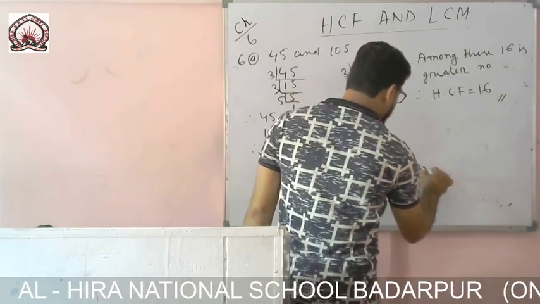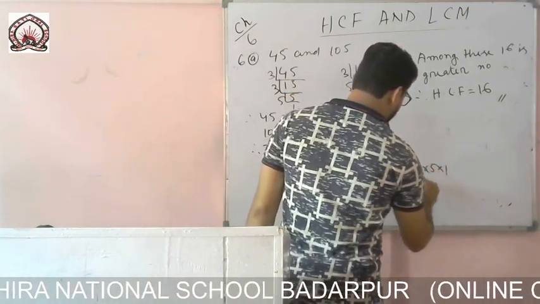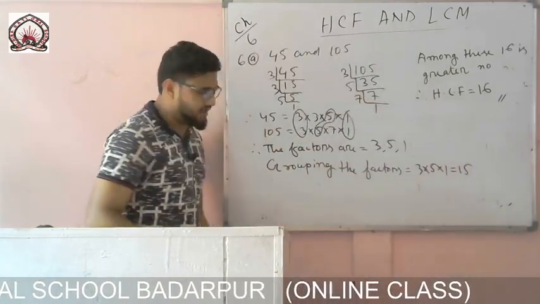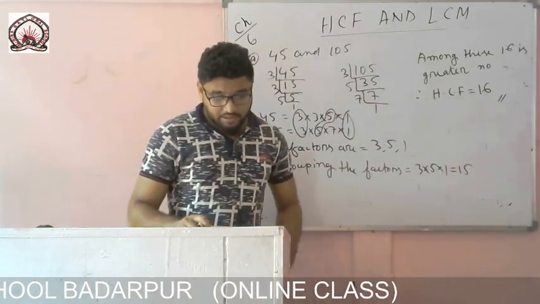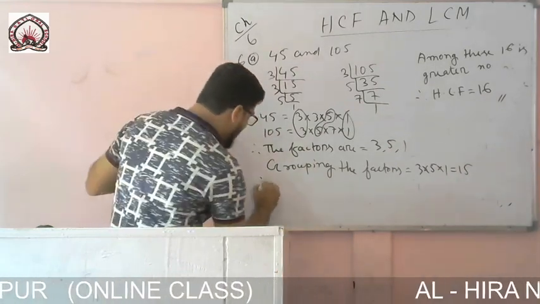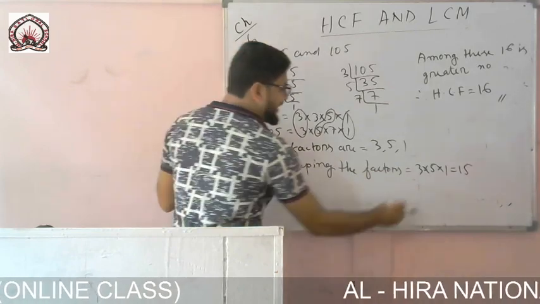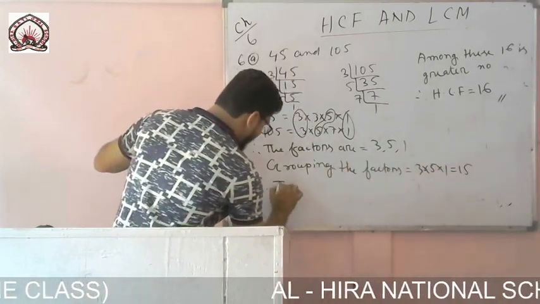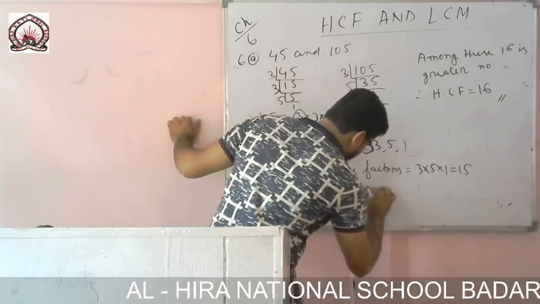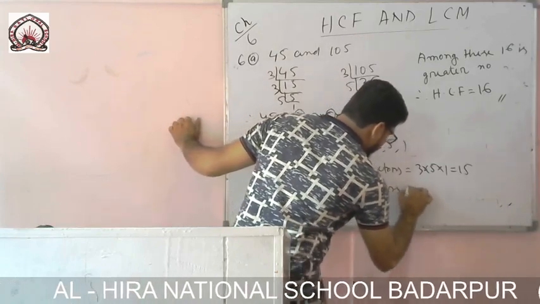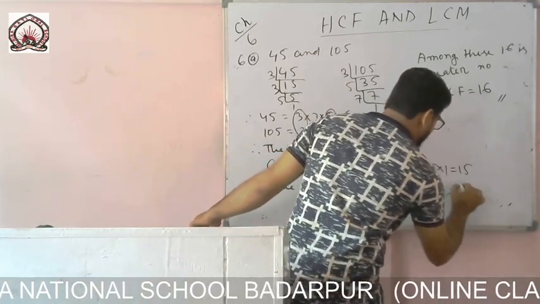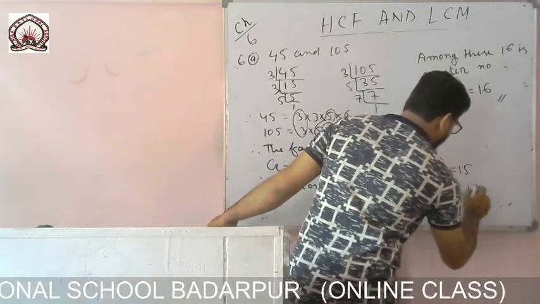That means what? You just multiply it. What will you get? 3 5s are what? 15. Now write therefore the common factors. Now the common factor, that means what? This 15 will be added here. Therefore the common factors are 3, 5, 1, 3, 5, 15.